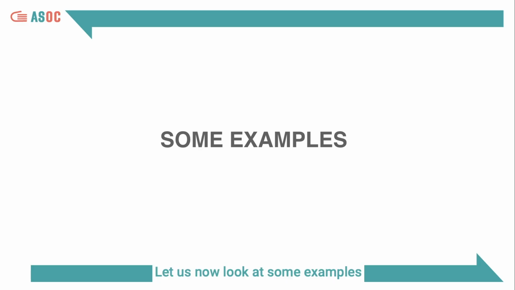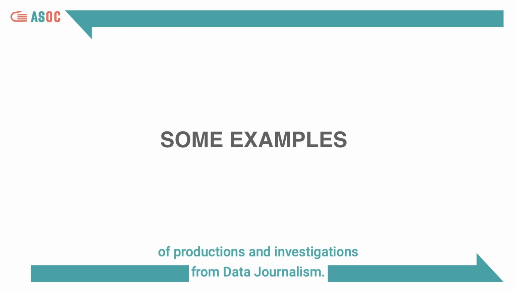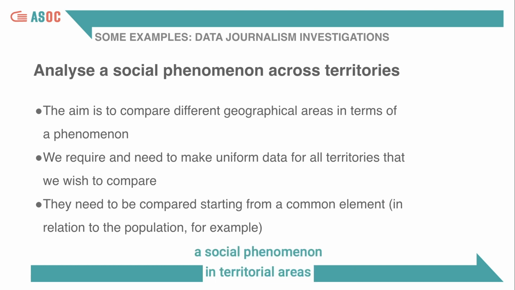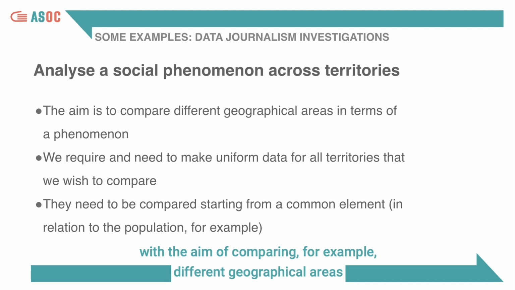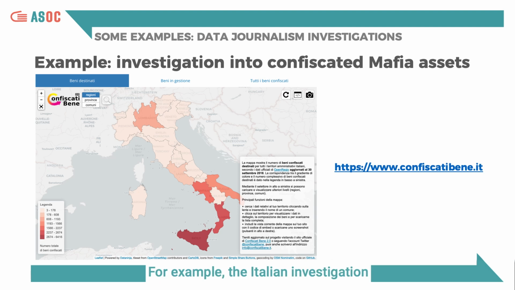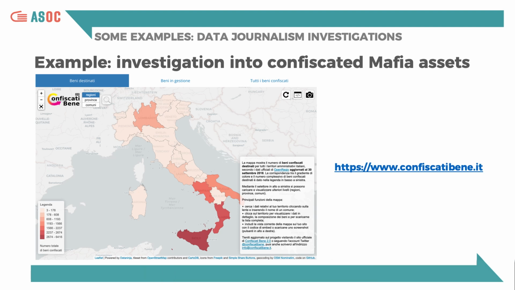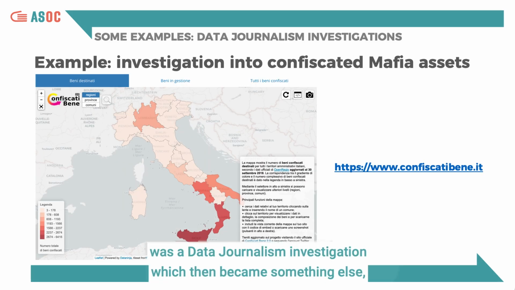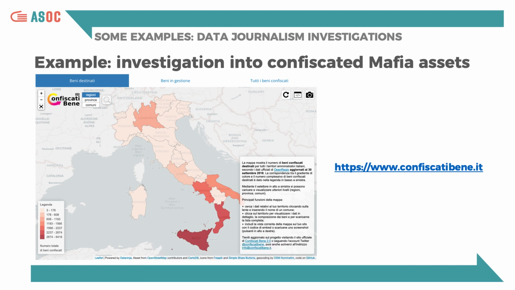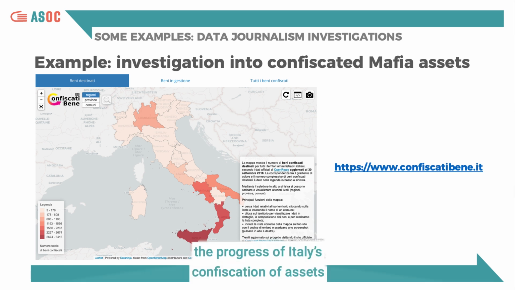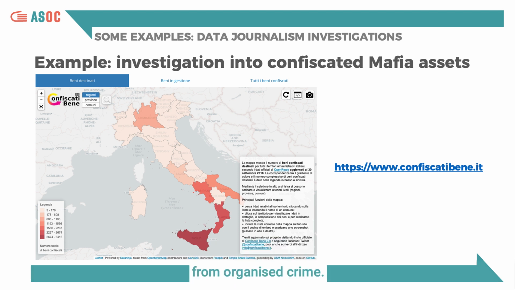Let us now look at some examples of productions and investigations from data journalism. A data journalist can analyse a social phenomenon in territorial areas with the aim of comparing, for example, different geographical areas in relation to a given phenomenon. For example, the Italian investigation into property confiscated from the mafia was a data journalism investigation, which then became something else, as other various types of entities also participated. This was an investigation to map and monitor the progress of Italy's confiscation of assets from organised crime.